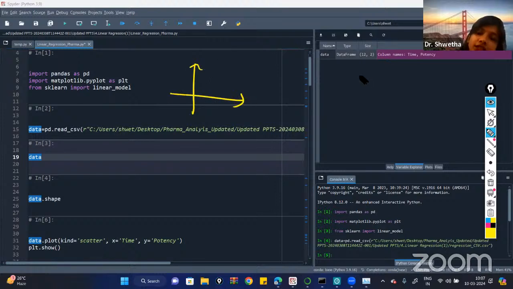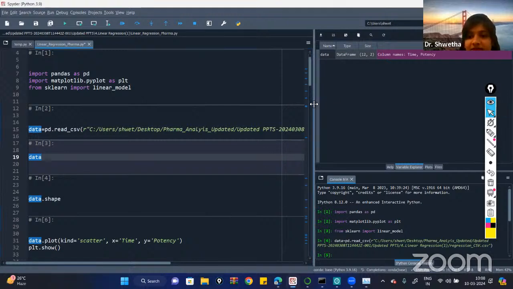So we have two columns, X and Y. One is time and one is potency. So you're trying to see the relationship between the time a tablet is kept and how the efficacy is of the tablet, how effective that is, and the relationship between them.